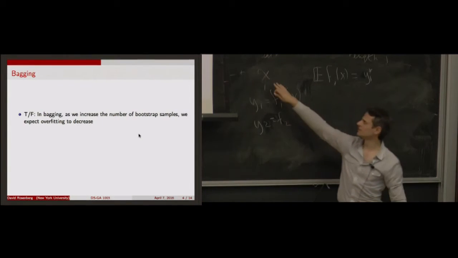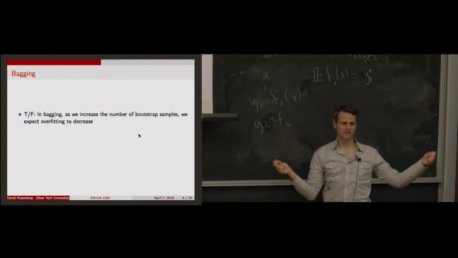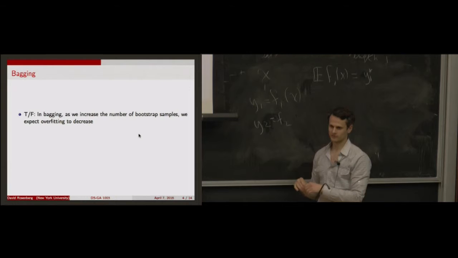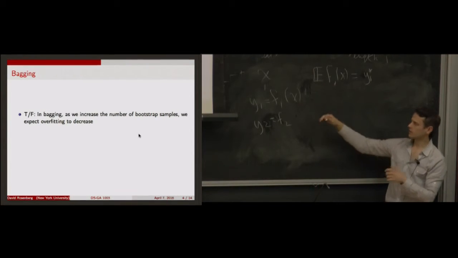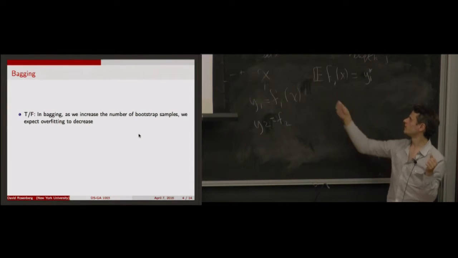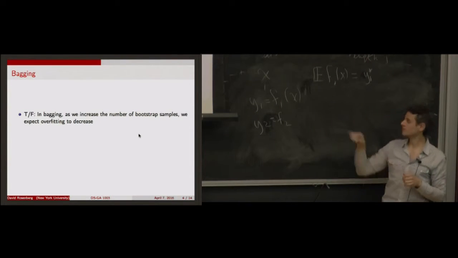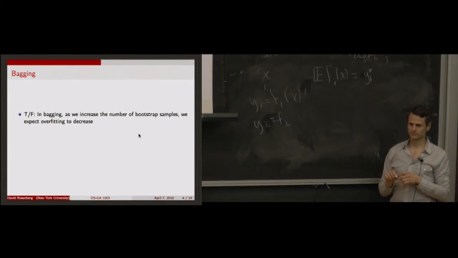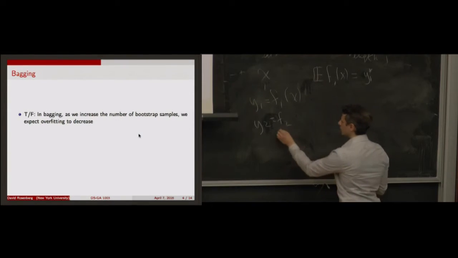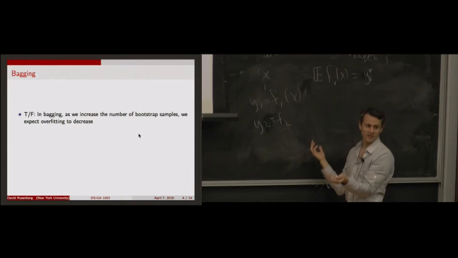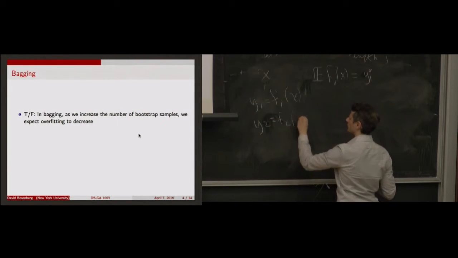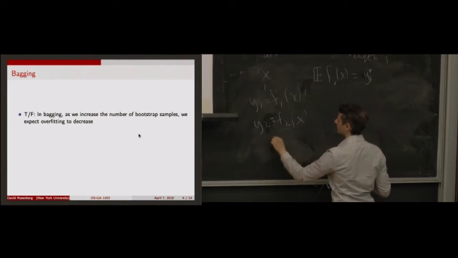X I fixed at the beginning. I chose an input X. I said, let's focus on X equals this picture. And then every time we draw a bootstrap sample of training data, we get a new F. So F is random in this way. Now we draw another and we get another F, because F is random. Every time we draw a new bootstrap sample, we get a new F, and I'm keeping X the same every time.